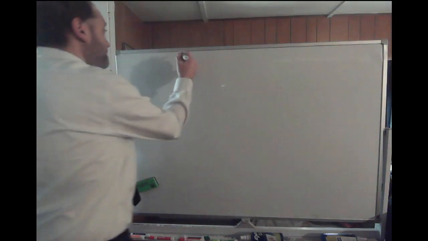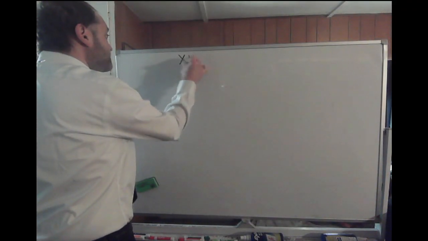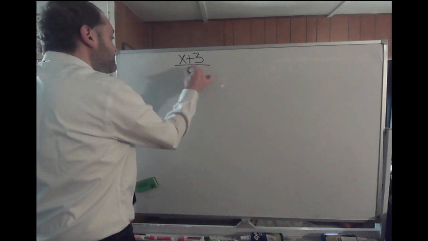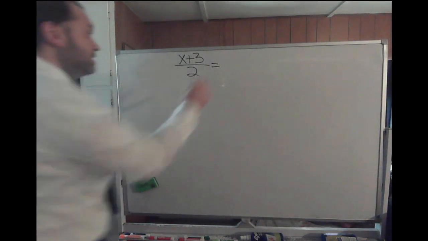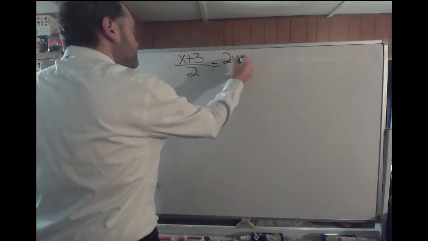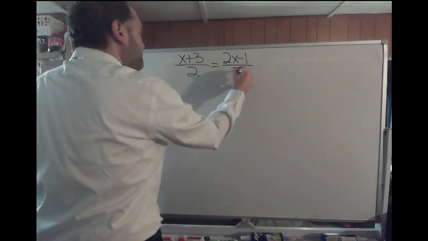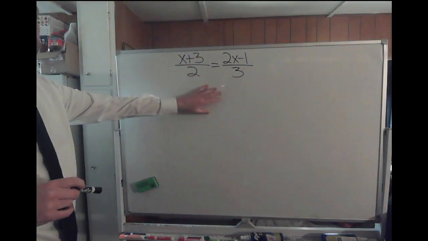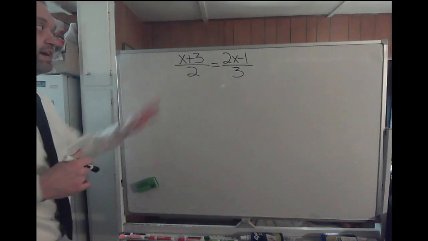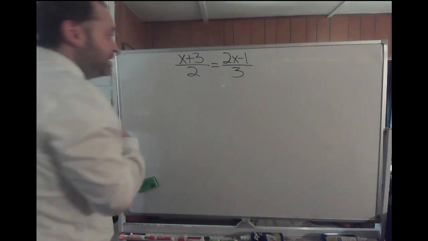Alright, let's see. (x + 3)/2 is equal to (2x - 1)/3. Good news is we have no x in the denominator. They're all in the numerator, so we don't have to restrict any values of x. We can get anything this time.